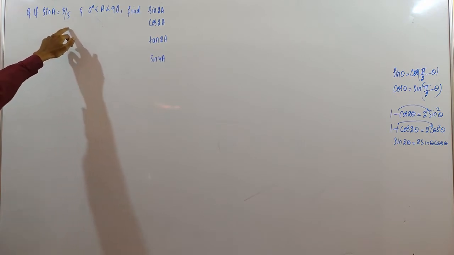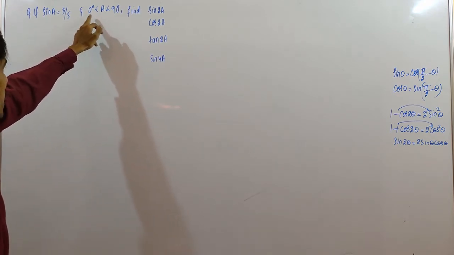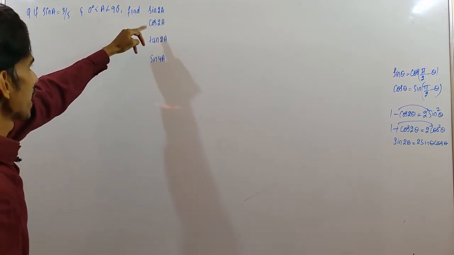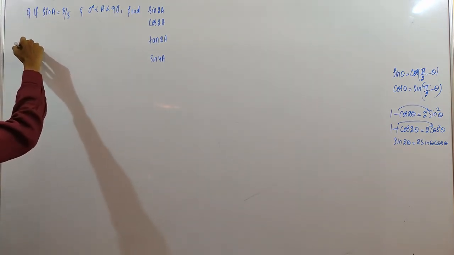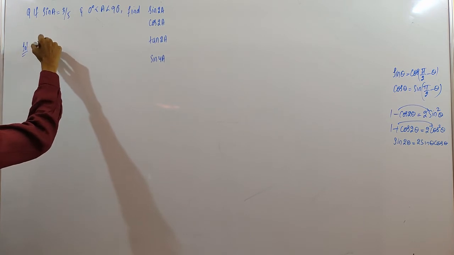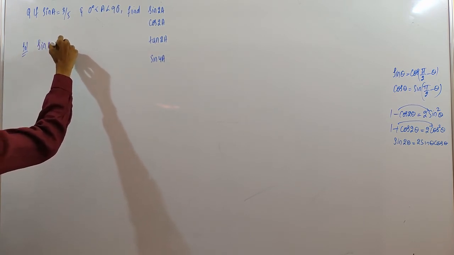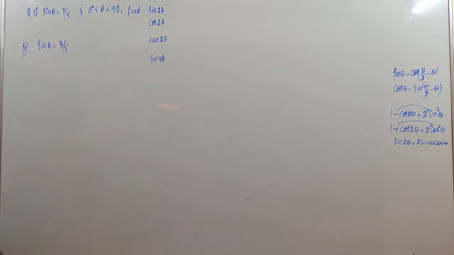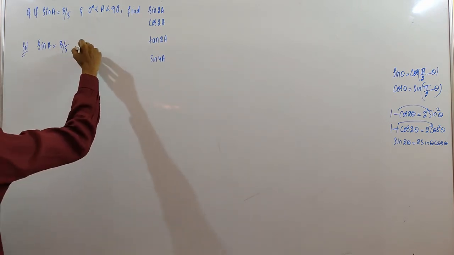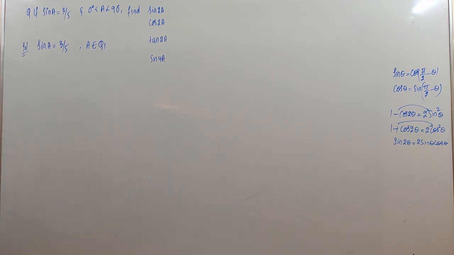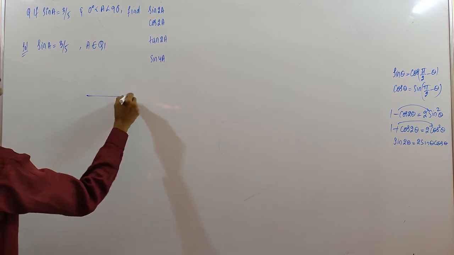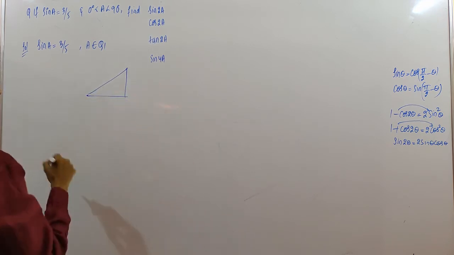If sin A equal to 3 by 5, angle A lies between 0 and 90, find sin 2A, cos 2A, tan 2A, sin 4A. Given sin A value is 3 divided by 5. A lies between 0 and 90 means A belongs to first quadrant. So A is acute angle. Now just draw a right angle triangle to get other trigonometric values.